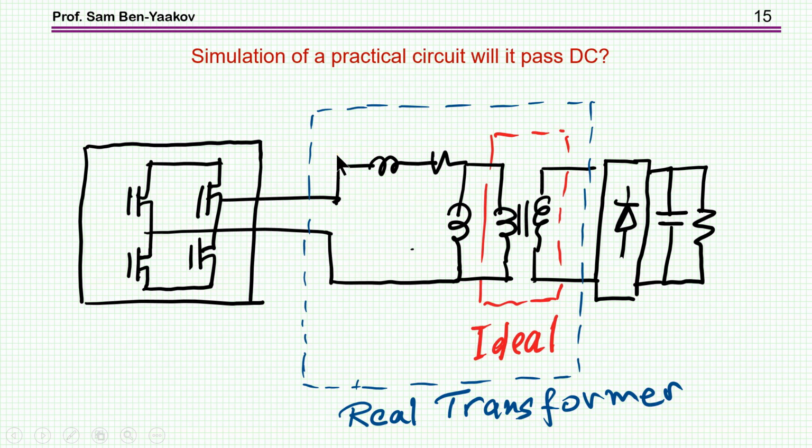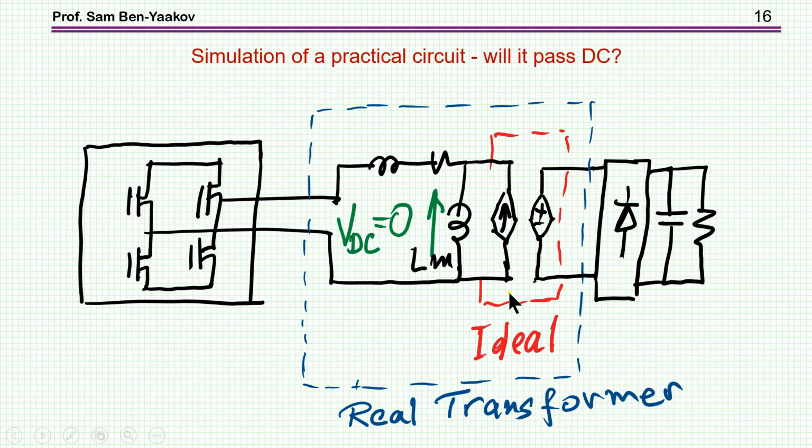Now what happens if I'm trying to simulate a real transformer in a system? Say this is a converter, here's the transformer, here's the rectifier, and here is the ideal transformer representing the interconnection between the input and output of a practical transformer. Now, if I replace the ideal transformer with the two dependent sources, then obviously it's going to pass a current, both AC and DC, between the two terminals.